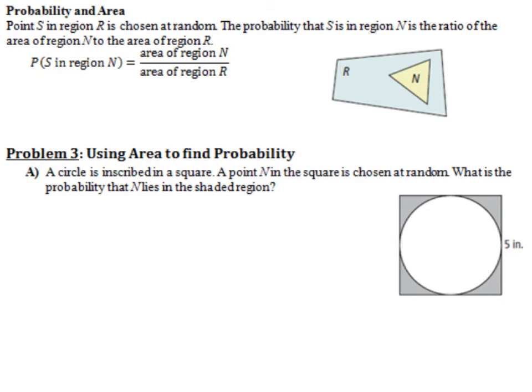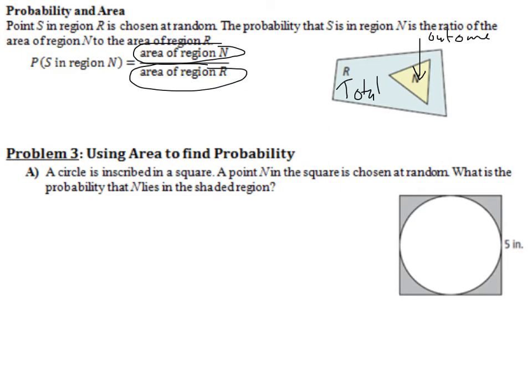Probability with area, shapes, shapes, shapes. Area of R over the area of N. Another way to think of this is your total. The large section is your total. The intended section that you're looking at, that's your outcome that you want to get to.